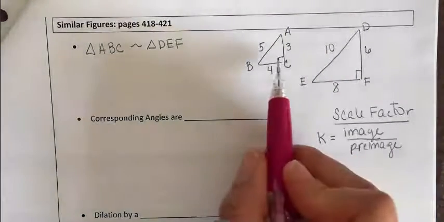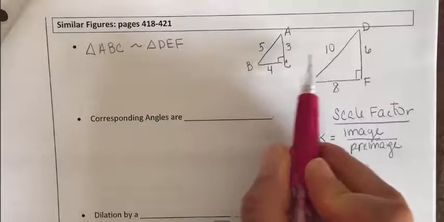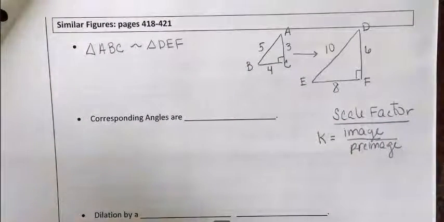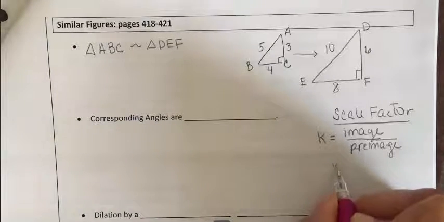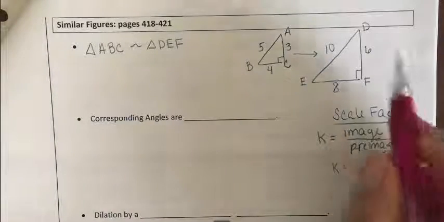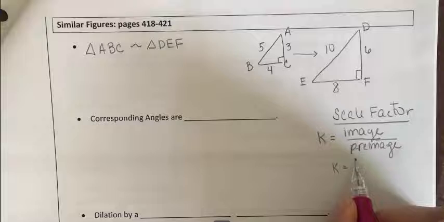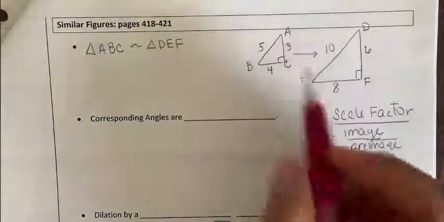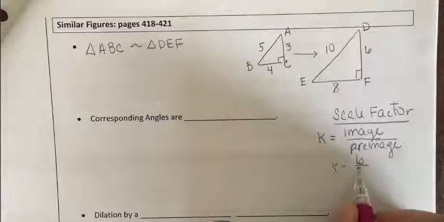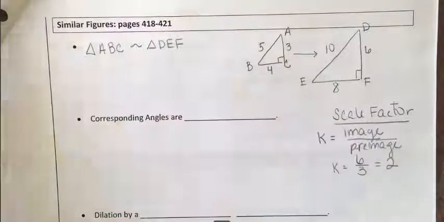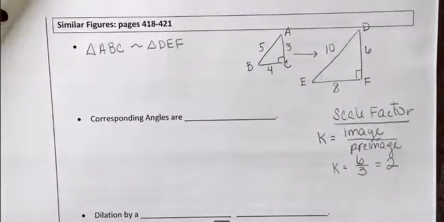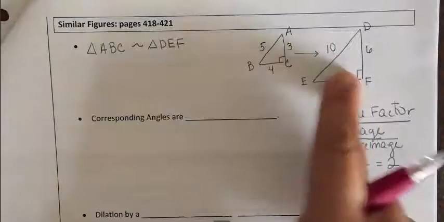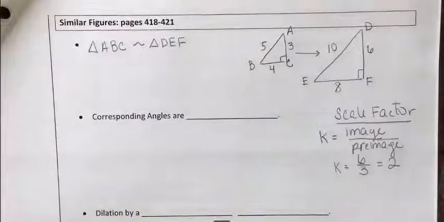So if I said, okay, I went from this small triangle to this bigger triangle, and that was the transformation, then I would just pick a side. So for example, how about we use 6 here? That's my image, right? The new polygon over my pre-image, which was the original. And as I had said, I had doubled it. So your scale factor here is 2. And if we had gone the other way, if this was our pre-image and that was our image, then our scale factor would be 1/2.